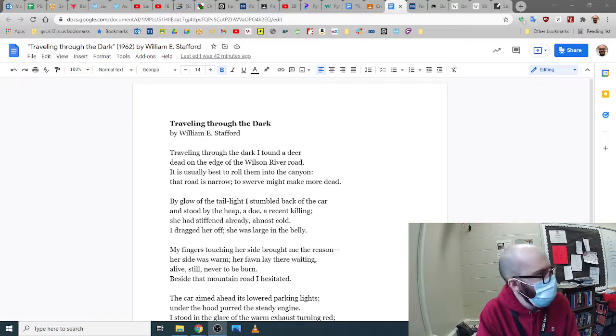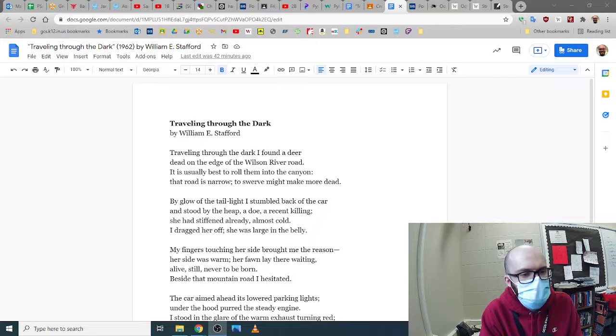It's October 22nd. We're in 4B, and I'm going to read this poem and talk about the assignment associated. This is called Traveling Through the Dark by William E. Stafford, and it's a pretty well-known example you might see in textbooks along the way. Let's just get to it, because I think I did too much preamble on the last few lessons.